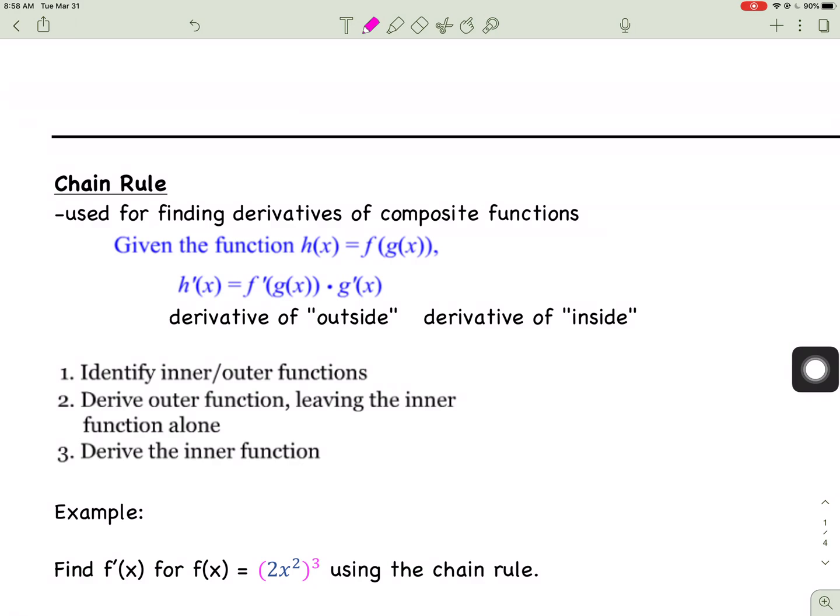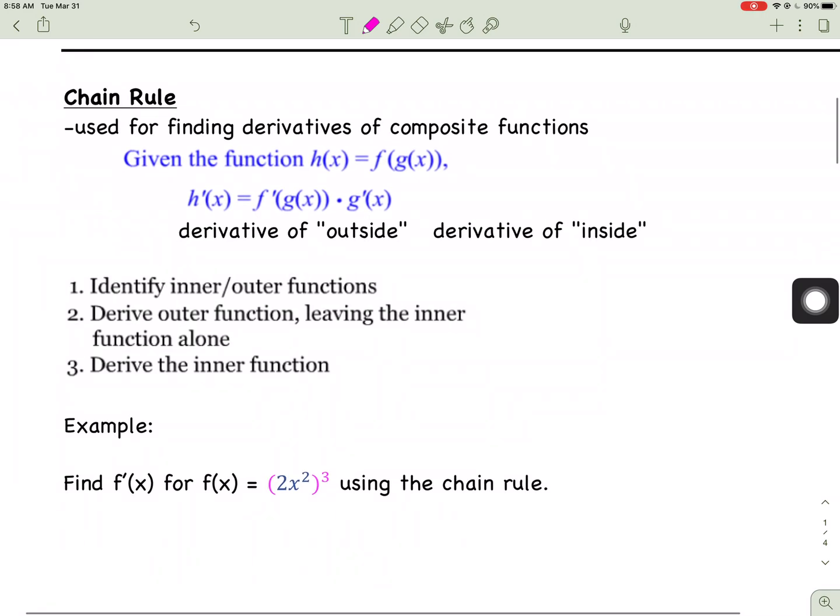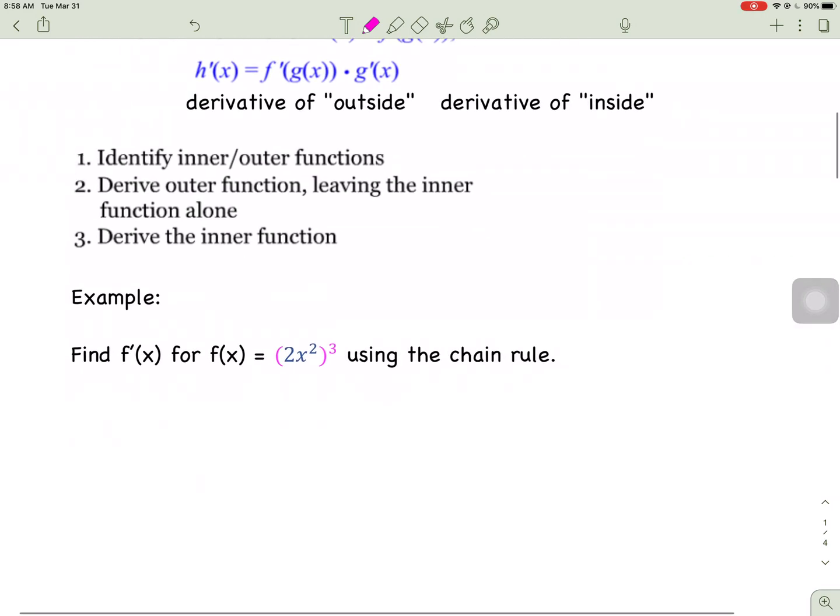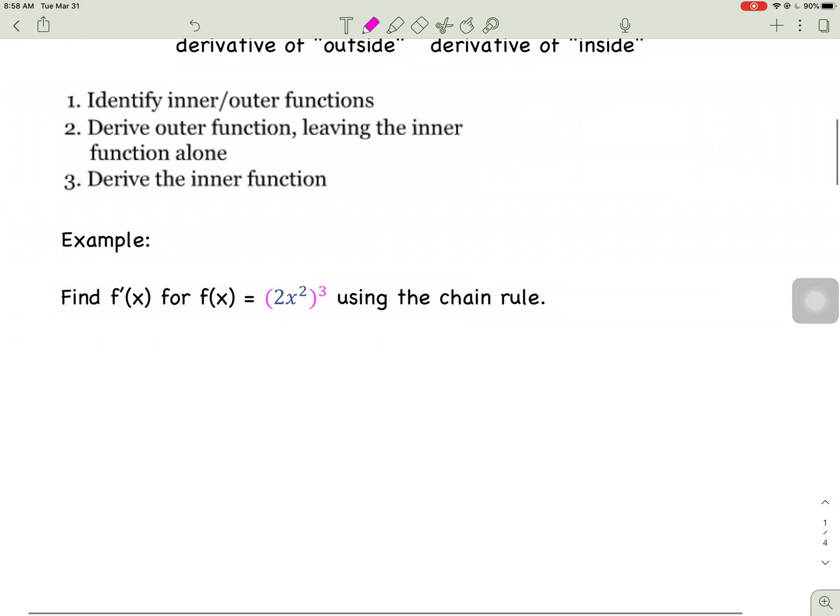And the chain rule says if you have a function h of x equals f parentheses g of x, then h prime will be f prime g of x times g prime x. And really all we say is this, it's the derivative of the outside times the derivative of the inside. And I think this looks best when we do it with an example. So let's go back to what we had in the do now here.